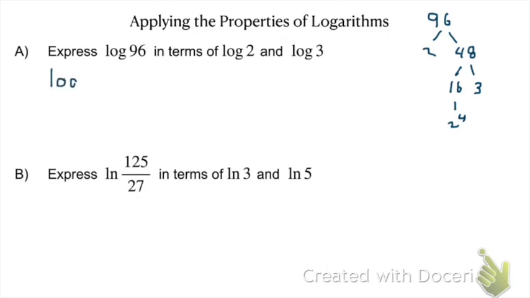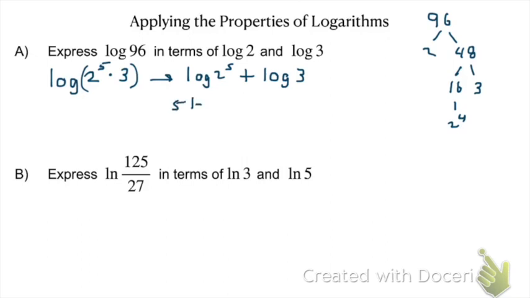We can change this to log of 2 to the 5th times 3. And then we can break this up using our log properties. Since we have multiplication, we can turn this into log of 2 to the 5th plus log 3, using that product property. And then we have the exponent, so we can use the power property and bring that exponent out front, and we get 5 log 2 plus log 3. And this is equivalent to log of 96.